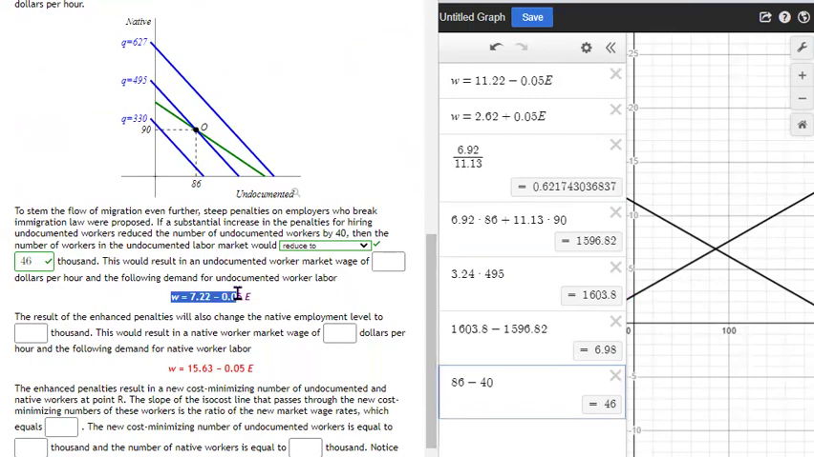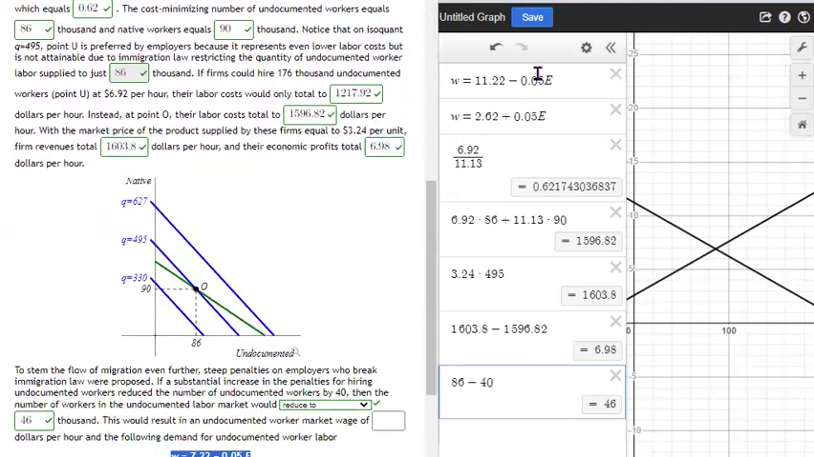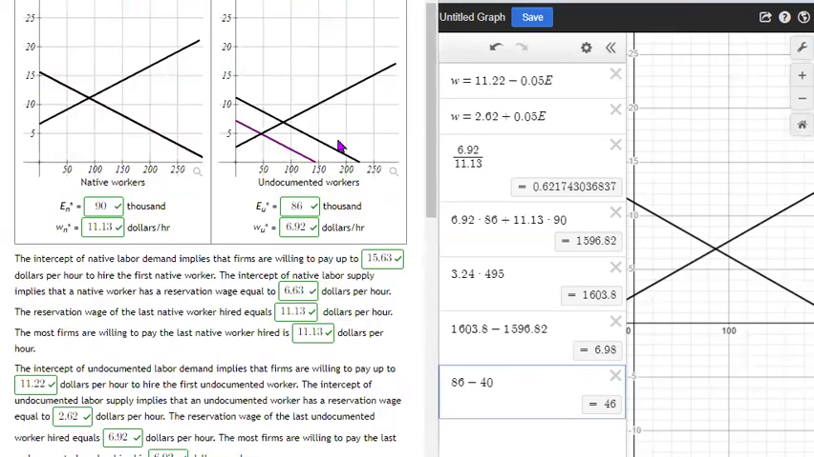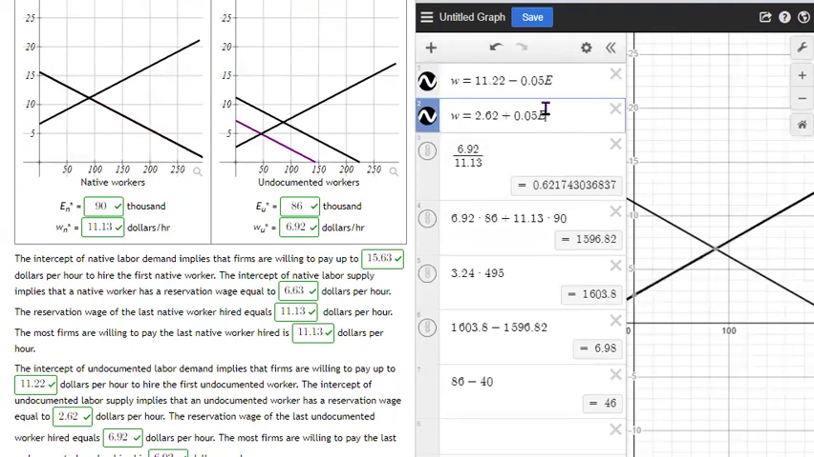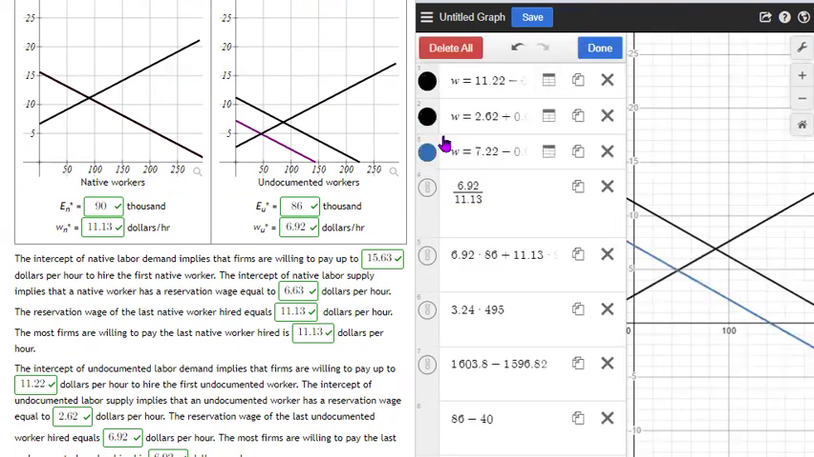Well, this is the labor demand curve that results, right? You see it up here. The labor demand curve shifts inward to this purple graph, right? As a result, undocumented employment level falls along with the wage that is paid to undocumented workers, right? So what we're going to do is copy the equation for that line up here into Desmos, right? So I'm going to add a line right here. I'm going to change the color to purple.